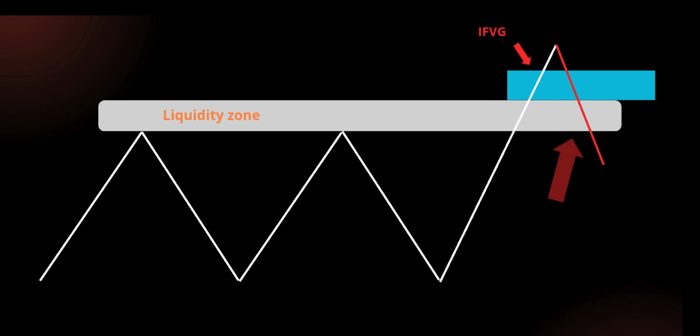Now, our next confirmation is when price breaks cleanly through the bullish fair value gap, flipping it into an inverse fair value gap. This flip gives us even more confidence that a potential trade is setting up, with the momentum now shifting in our favor.